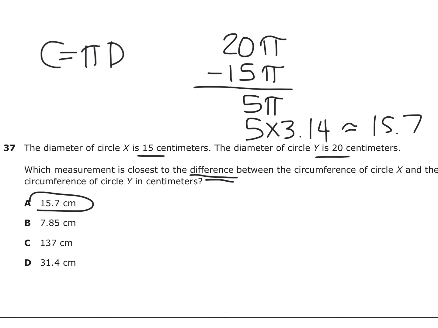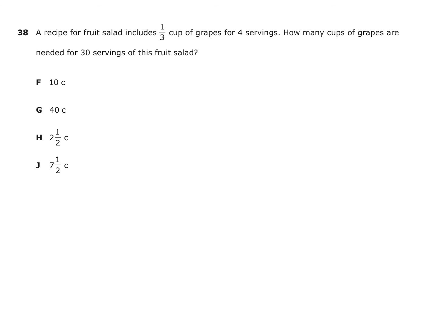And there's only one answer close to 15. That's answer A. So there's nothing else close to that. It can't be 7.85. It can't be 137 or 31.4. The answer was 15.7. So all I did was subtract the two circumferences. 20 pi minus 15 pi is 5 pi. And then 5 times 3 is 15. And 5 times 14 is 70. So that's 15.70. That's pretty close to exact. And 15.7 is the only answer that makes sense here.